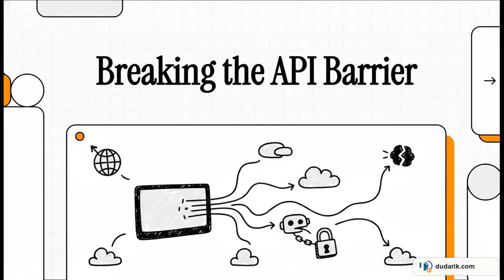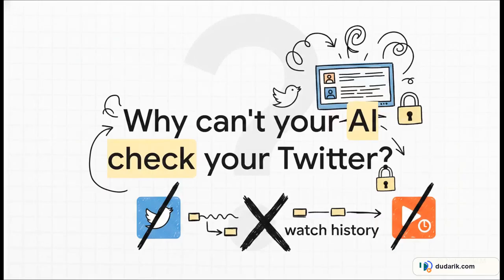Welcome to this explainer. Today, we're unpacking an absolute breakthrough that literally shatters one of the biggest bottlenecks in AI right now. We're talking about giving your AI agents unrestricted web access completely without begging platforms for API keys. Let's dive right in. Start by asking yourself this. Why is it that incredibly smart AI agents, models that can write complex code and reason through massive multi-step logic, still completely struggle to just read a simple Twitter timeline or check your Bilibili watch history? It's a glaring contradiction, right?